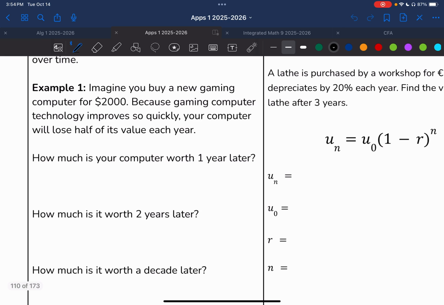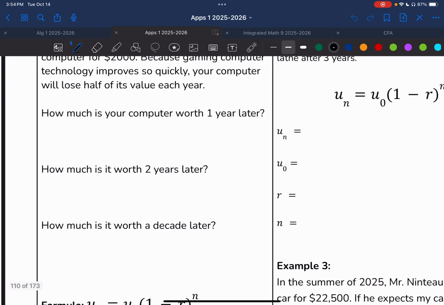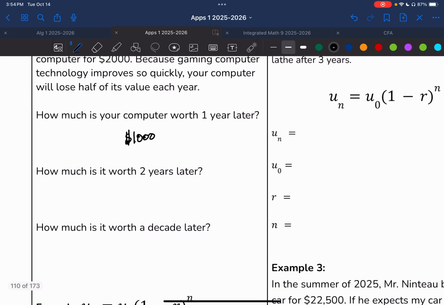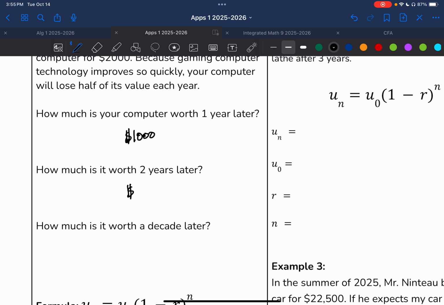So imagine you buy a new gaming computer for $2,000. Because gaming computer technology improves so quickly, your computer will lose half of its value each year. So, how much is your computer worth 1 year later? Well, if we start at 2,000, 1 year later, that would be 1,000. You've lost half of its value. Also think about it as 2,000 times 0.5. 2 years later, we'll lose another half of its value, so we're down to 500.